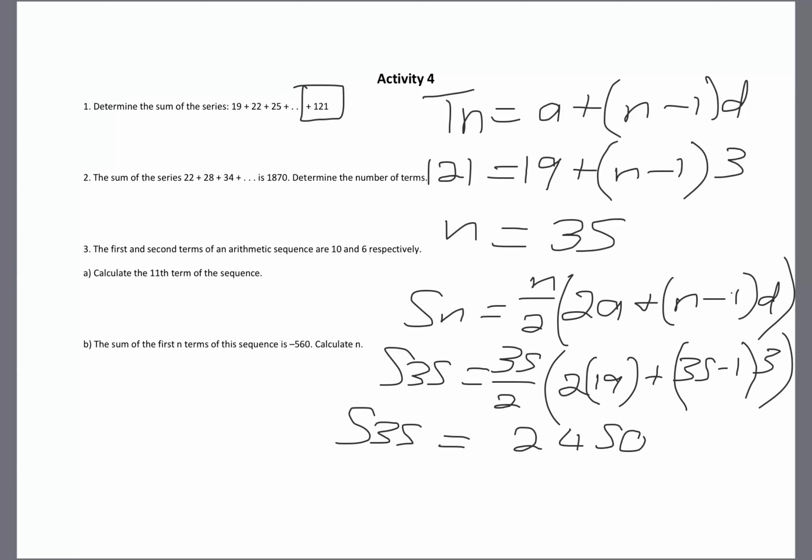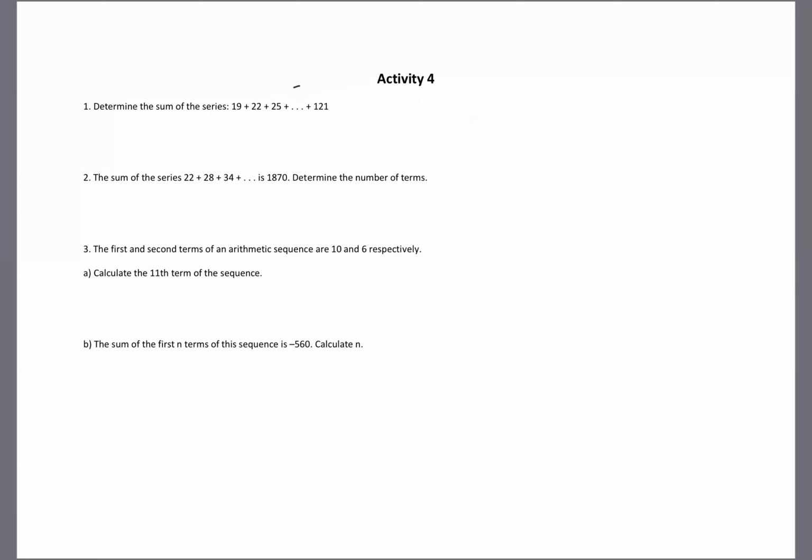2,450. So you understand how we got to this? Yes, ma'am. Okay, great. Now, the second one says the sum of the series 22 plus 28 plus 34 is 1,870, right? And then it says determine the number of terms. So how do you think we're going to do this one?